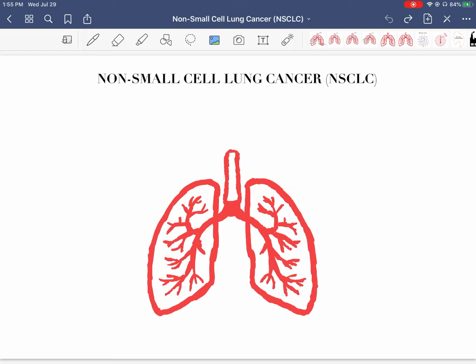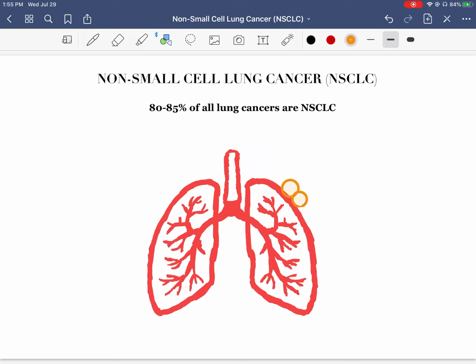Non-small cell lung cancer, abbreviated as NSCLC, makes up roughly 80 to 85% of all lung cancers. When you have lung cancer, that means that certain cells in your lungs have become abnormal and are multiplying uncontrollably, forming what is known as a tumor. These cancer cells can also spread beyond the lung to tissues and organs throughout the body.